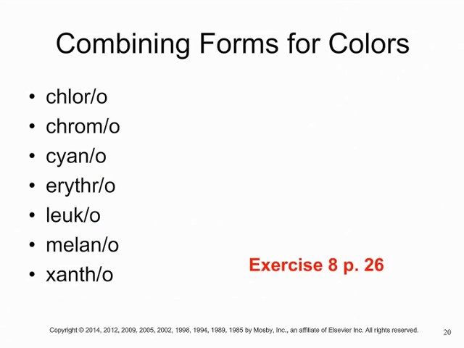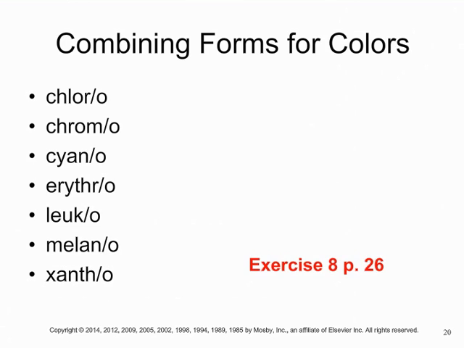The last group of combining forms for this chapter are the colors. They're pretty easy, I think, to remember, but we're going to be seeing these throughout all the other chapters. So the first one, chloro. Chloro means green. Think of chlorophyll in plants. Chromo. Chrome is a general word that means color. So chromatography, for example, has to do with a picture of colors.